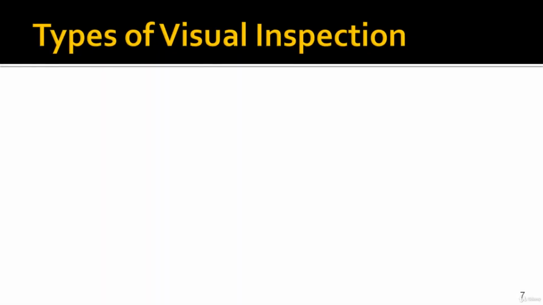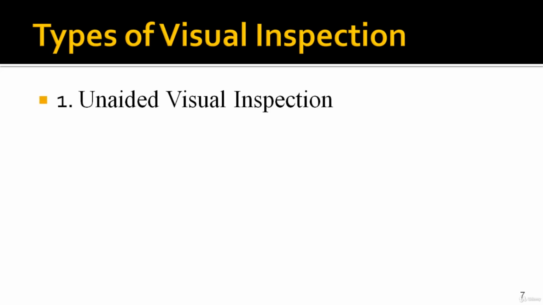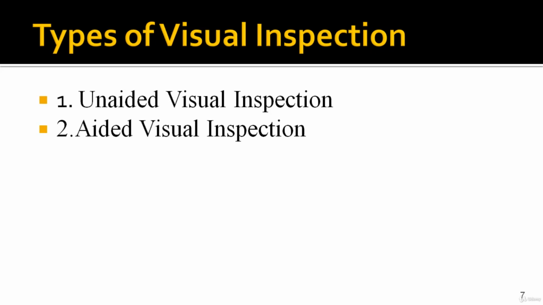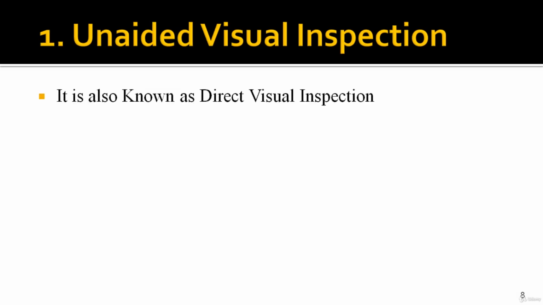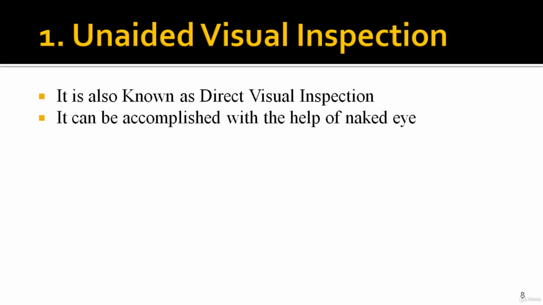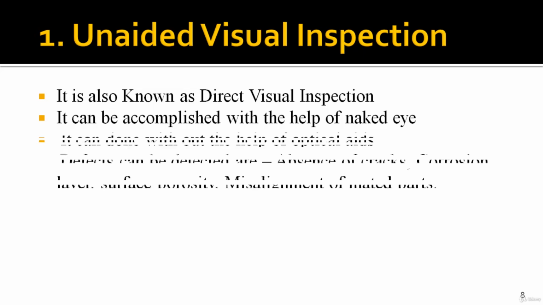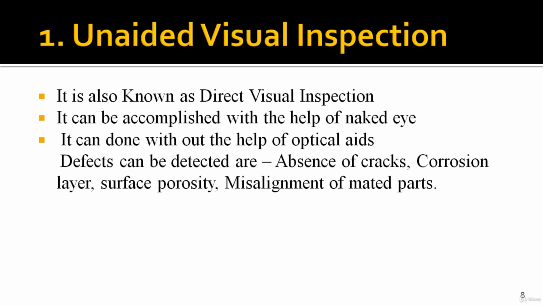So let's talk about how many types of visual inspection there are. The first is unaided visual inspection, and the second is aided visual inspection. Let's talk about unaided visual inspection. It is clear from the name that we are not using any other aid to see an object. We are not using magnifying glasses here, so it is also known as direct visual inspection. It can be accomplished with the help of naked eyes, without the help of optical aids.